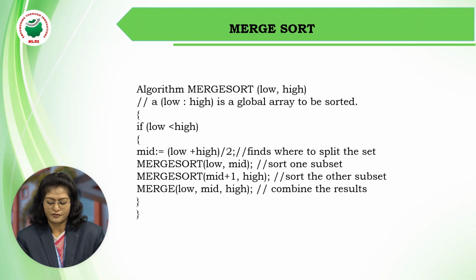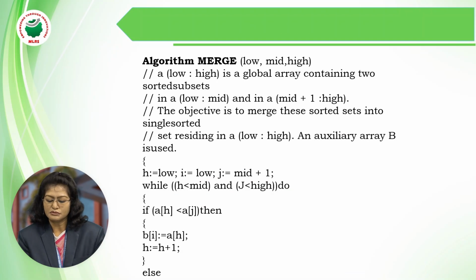So we need to find the problem where the total elements of the array are split into two halves. And now merge sort, we need to consider with low and mid. And the next merge sort starts from mid plus 1 to high. And next this low, mid and high, we need to combine the results. So algorithm merge sort low, mid, high. It's a global array containing the subsets. The objective is to merge sorted subsets into a single sorted array residing in an auxiliary array.